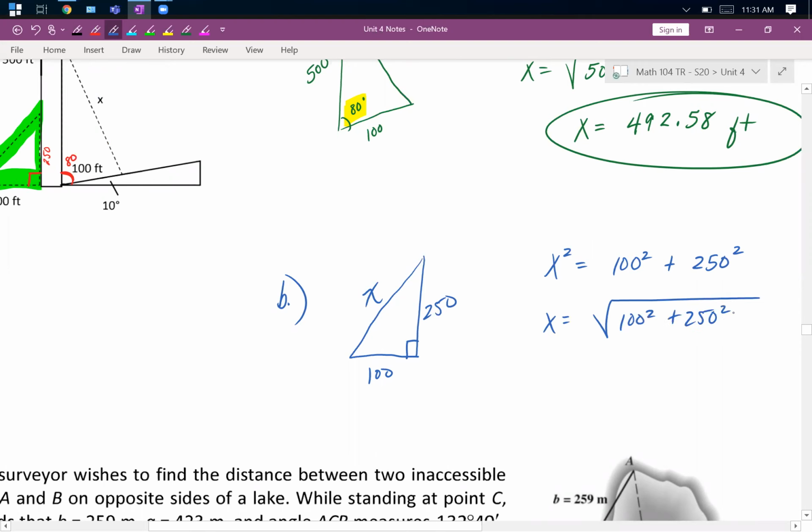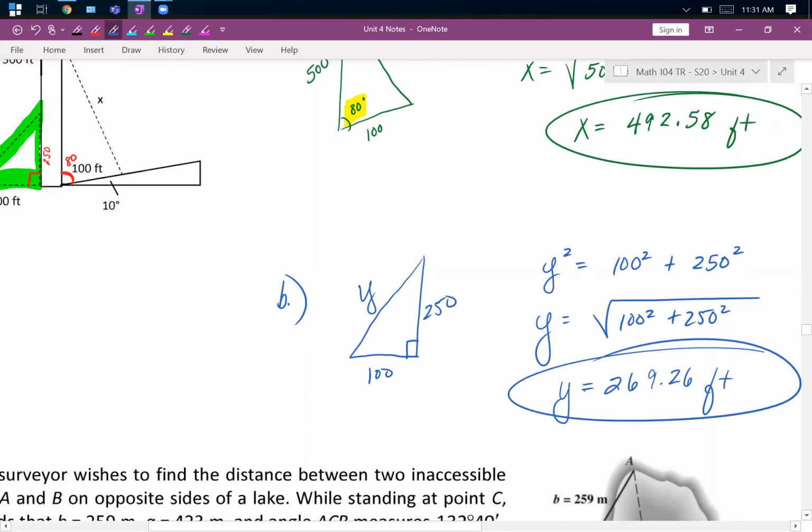I always try to find the easiest approach. We know a lot of math. Oh, I shouldn't use x. I'm going to use a different variable, not to be confused with the x in part A. Rounding to the nearest hundredth, we should get 269.26, and our unit again is feet. Questions, anybody?